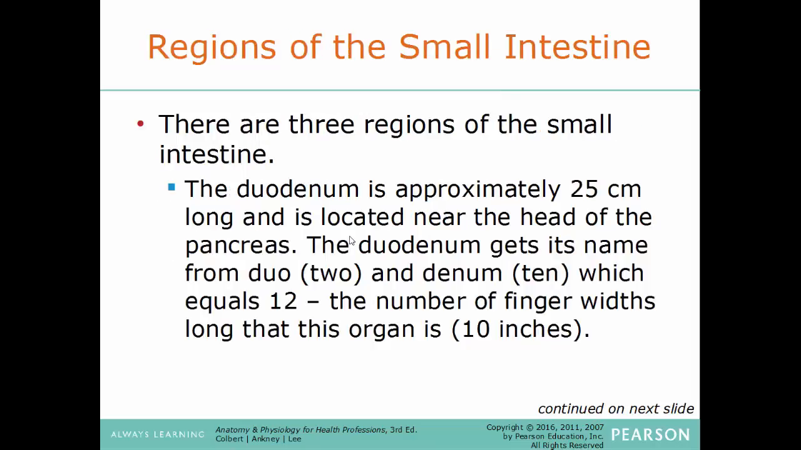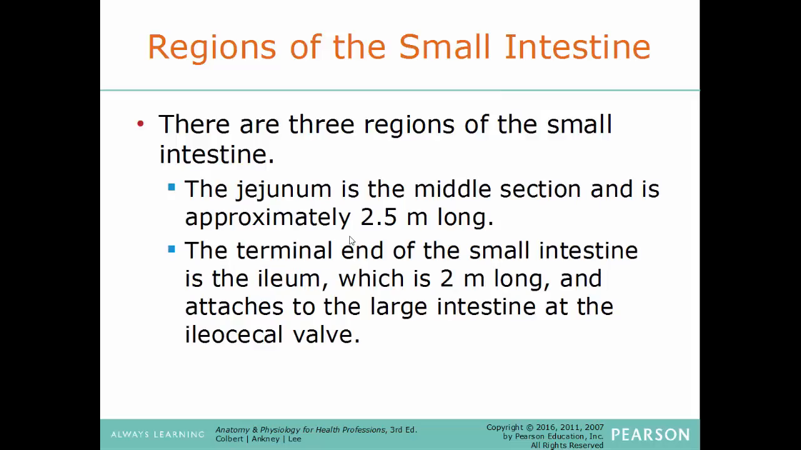Now, there are 3 regions of the small intestine that we saw on the image. The duodenum is about 25 centimeters long. It's located near the head of the pancreas. And the term duodenum gets its name from duo, which means 2, and denum, which means 10, which equals 12. 2 plus 10. This number is the number of finger widths that the organ is. So it's about 10 inches. The next section, the jejunum, is the middle section.